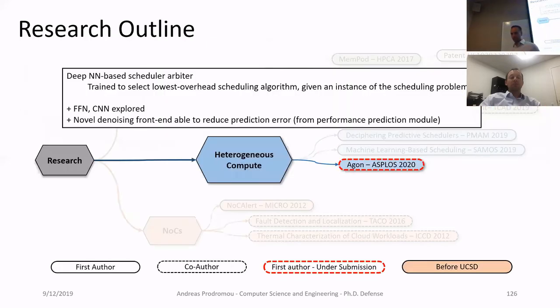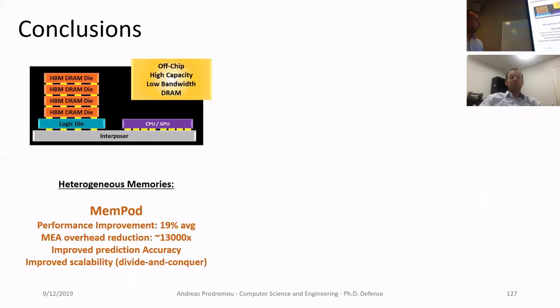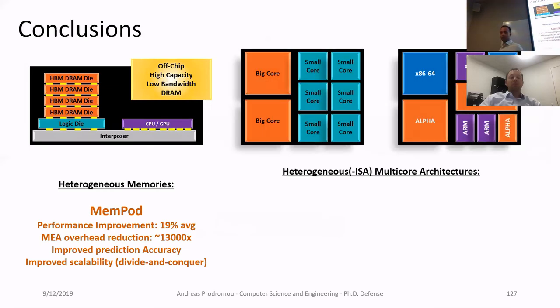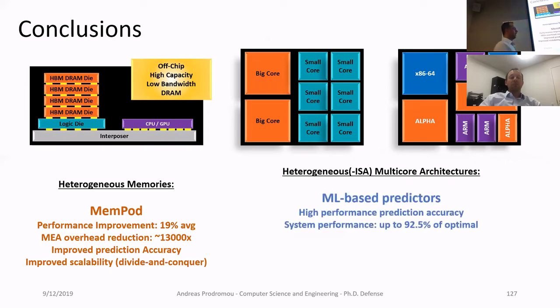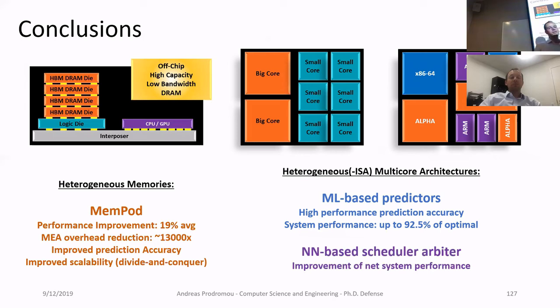And with these results, we conclude this last chapter of the dissertation. We were able to improve heterogeneous memory architectures using MemPod. On heterogeneous multicores, our machine learning-based predictors improve system performance, and we can further improve performance by saving on scheduling overheads, which creates a nice combination of improvements.